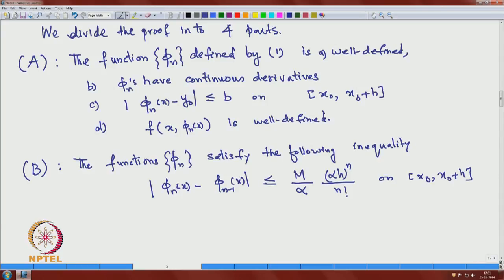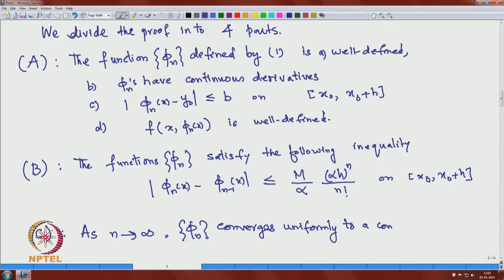So, the Picard's iterands define a sequence of functions. That sequence of functions satisfies this estimate. Now, part 3, that is part C, we will prove that as n goes to infinity, the sequence of functions phi n converges uniformly to a continuous function, call it phi, a continuous function phi on the interval x0 to x0 plus h.